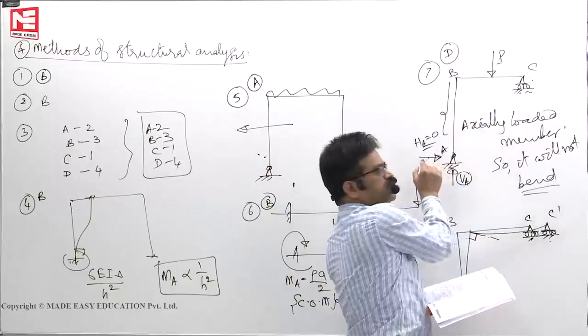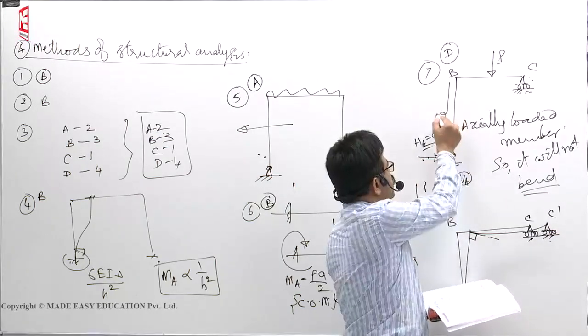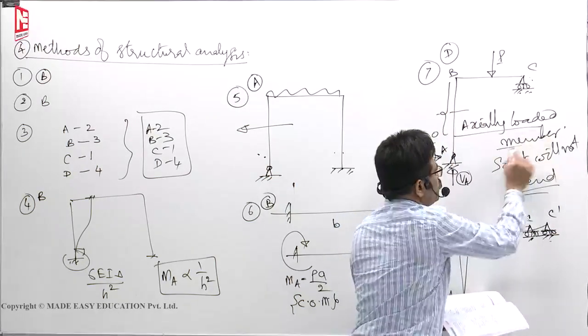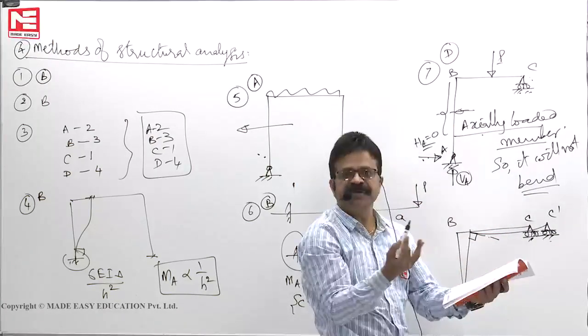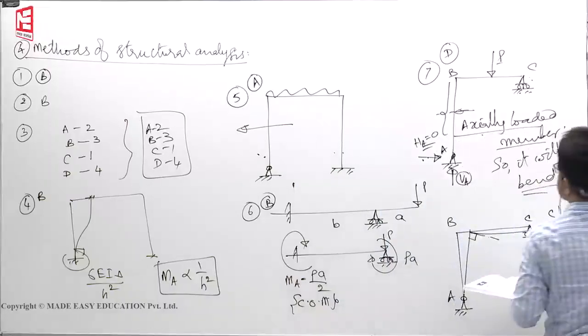Hinge, no reaction. So HA has to be 0. If HA is 0, on this column bending moment is 0. So it is an axially loaded member. That means it should remain straight. Then which one is remaining straight? Next, 8.